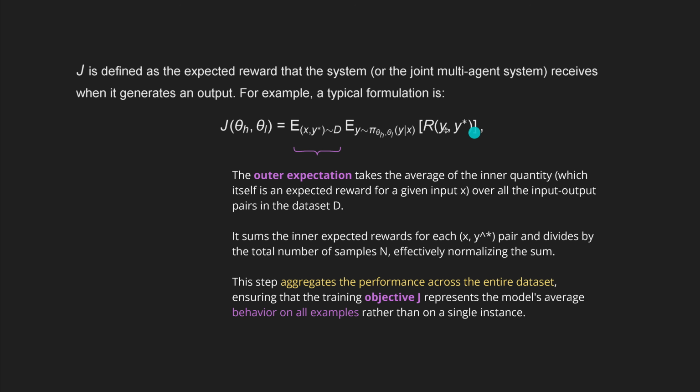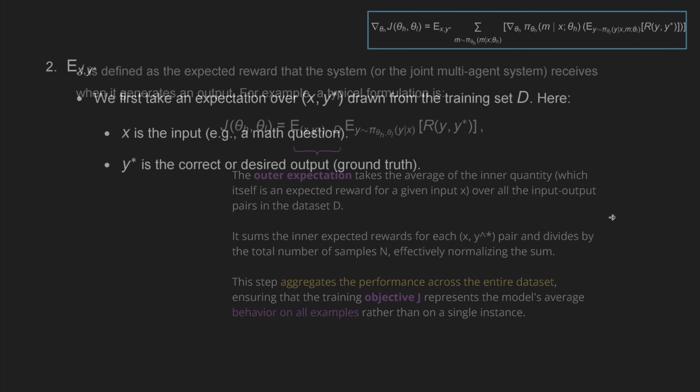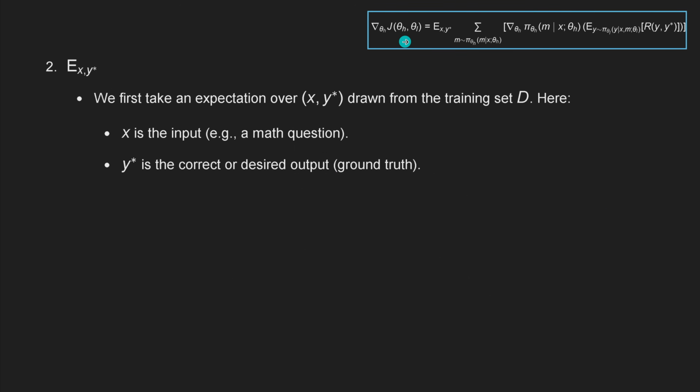Great. So we have now hopefully an idea what J of our two-agent system means and why we have to calculate here the gradient of J. Now, if we calculate the gradient of J, we saw that this is a system equation. So let's have a look here at the first term. You're not gonna believe it. E is still our expectation operator. So we first take an expectation over the pair drawn from the training data set. And X is still our input and Y is still our ground truth.